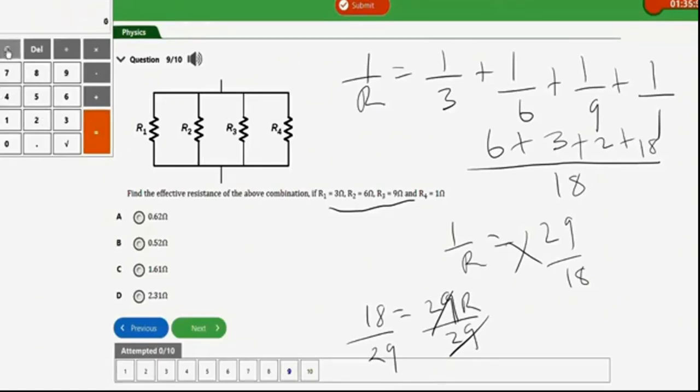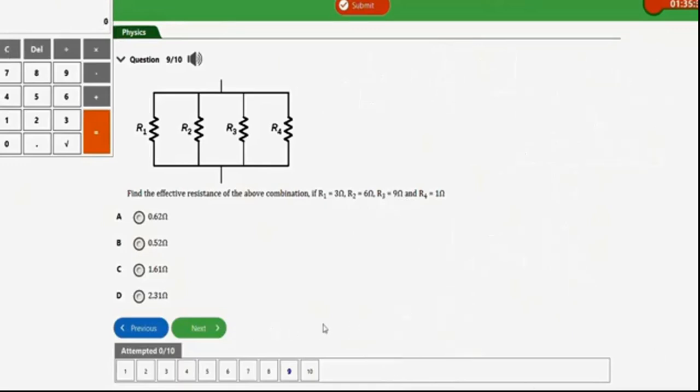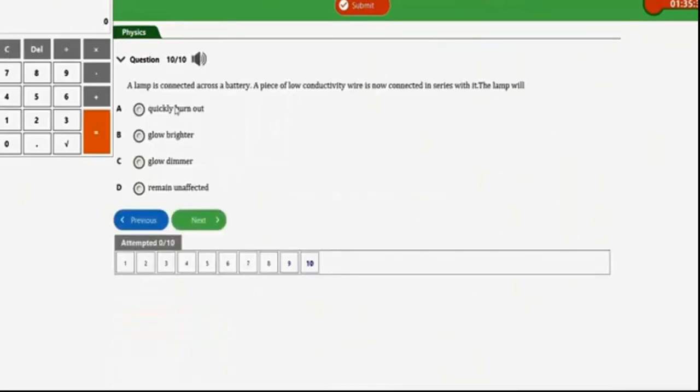So lastly, before I call it a class, let's write this. The last repeated question will be this question. It says a lamp is connected across a battery. A piece of low conductivity wire is now connected in series with it. The lamp will: Option A, quickly burn out. Option B, glow brighter. Option C, glow dimmer. Option D, remain unaffected. So the correct option here is option C, it will glow dimmer.